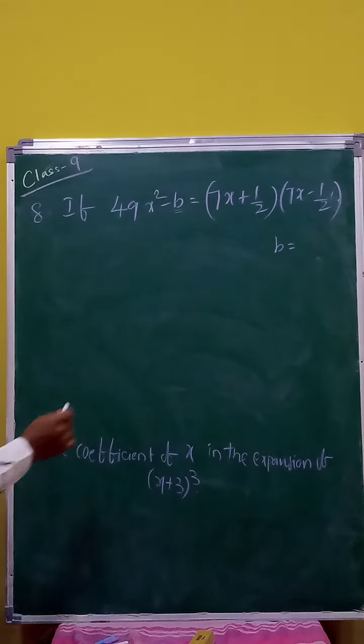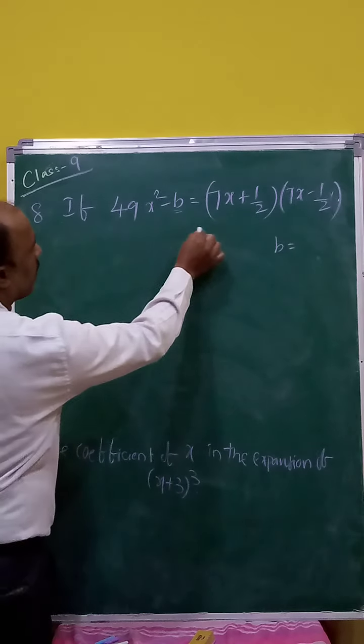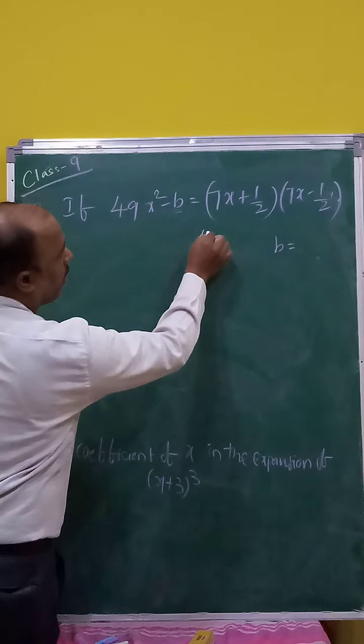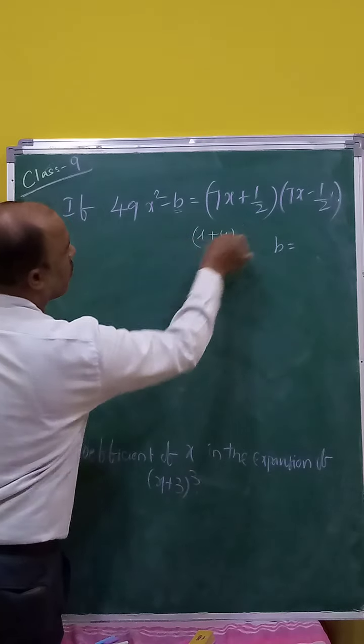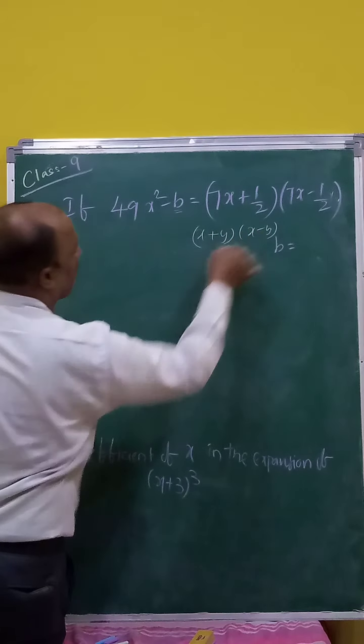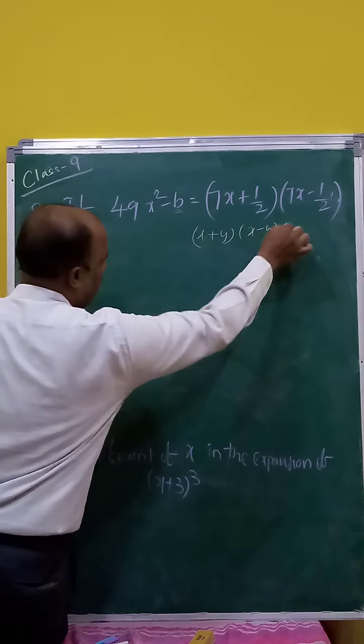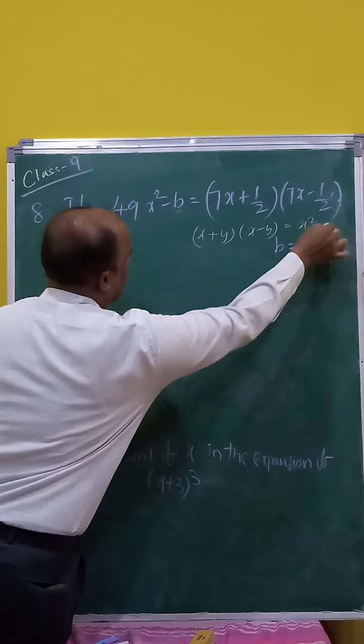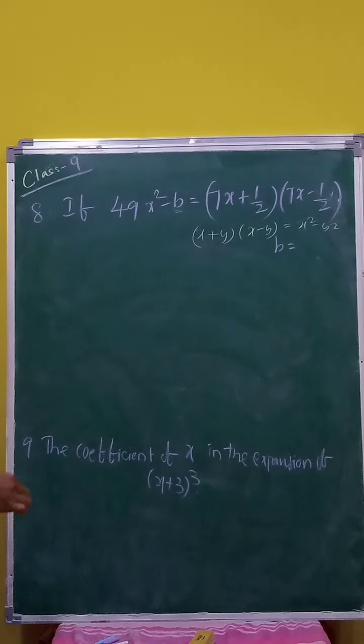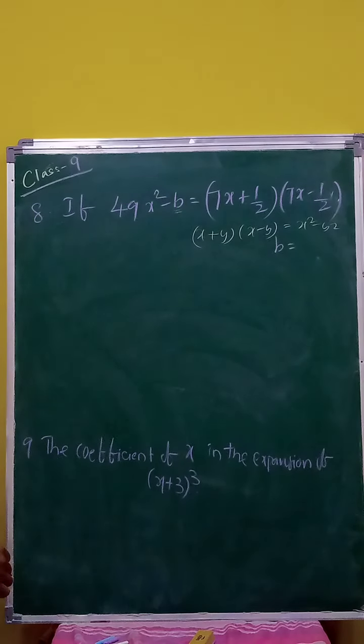Okay. Now right side simplify. It's looking like x plus y into x minus y. A plus b into a minus b model. What is the formula? A plus b into a minus b. X square minus y square. X plus y into x minus y. X square minus y square.